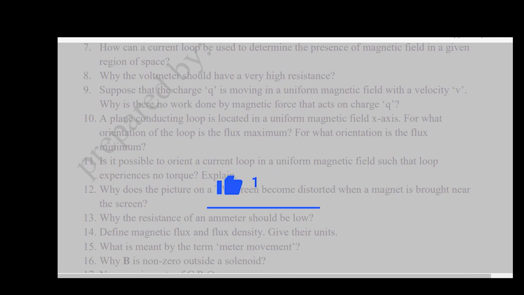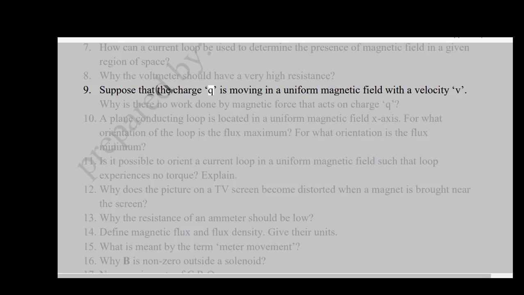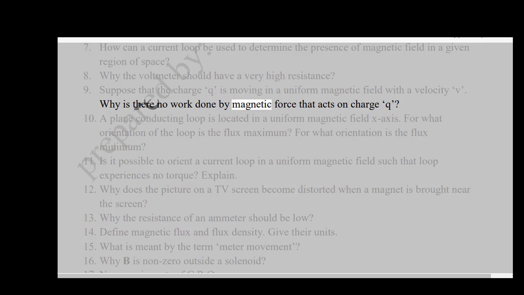7. How can a current loop be used to determine the presence of a magnetic field in a given region of space? 8. Why should the voltmeter have a very high resistance? 9. Suppose that the charge Q is moving in a uniform magnetic field with a velocity v. Why is there no work done by the magnetic force that acts on charge Q?